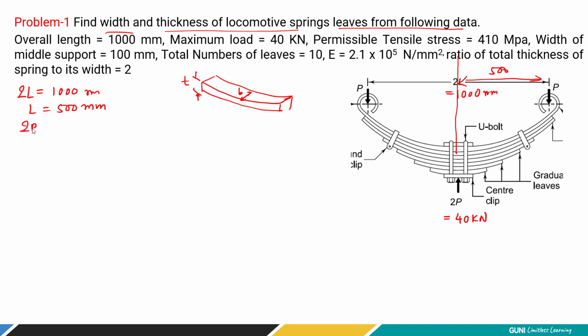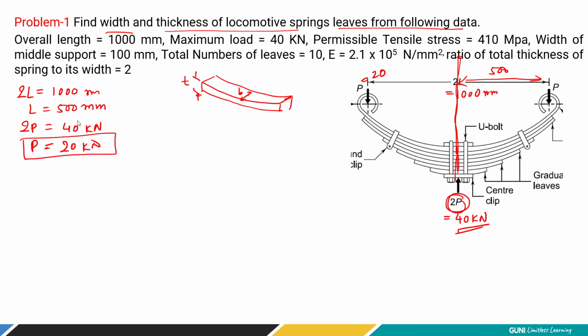Similarly, the load which is applied is 40 kilonewton exactly at the center, right? As explained earlier, it is simply a replica of a cantilever beam. A semi-elliptical spring is a mirror image of two cantilever beams connected at the fixed position, right? So here we have to divide this load in equal proportion. So this 40 kilonewton becomes P equal to 20 kilonewton, which we are going to use in the equations, right?